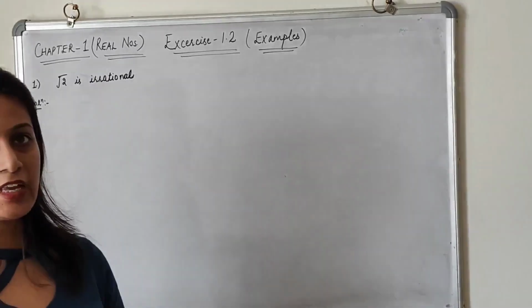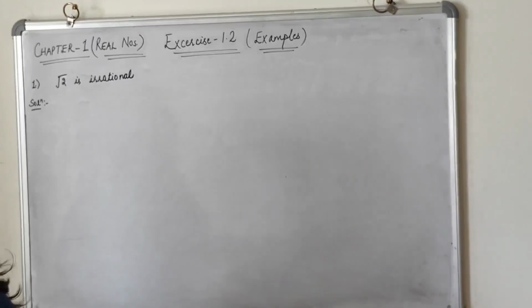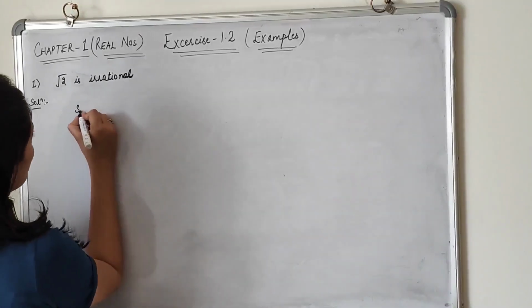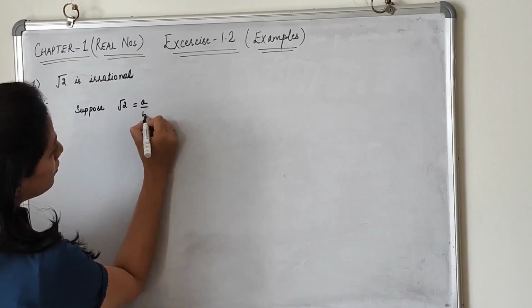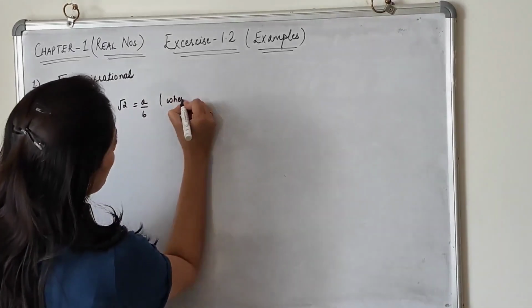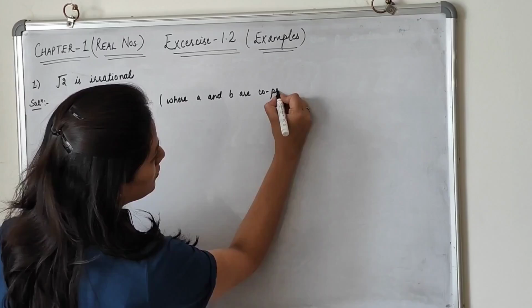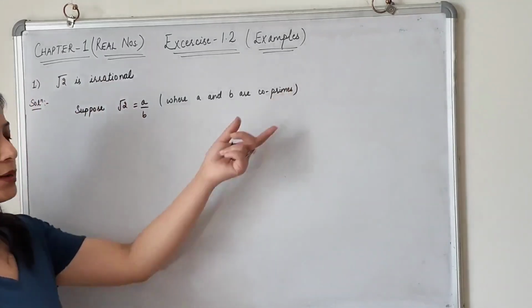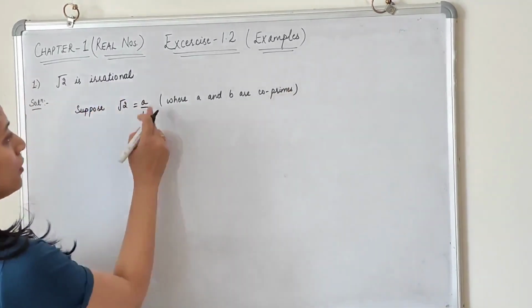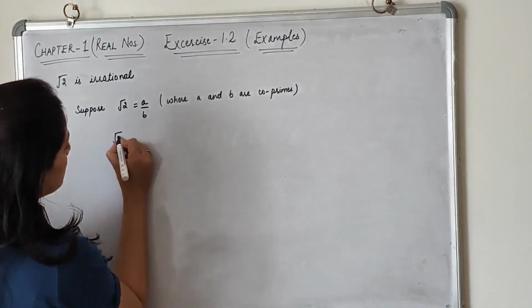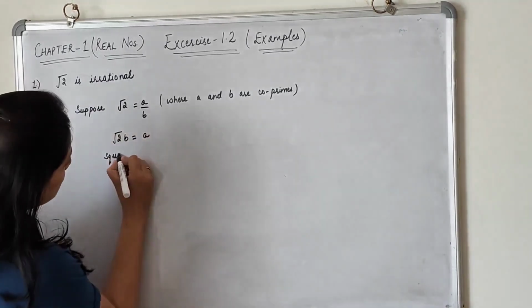Here is the exercise 1.2 examples. Question number 1, prove that root 2 is irrational. Suppose root 2 is a rational number a by b, where a and b are co-primes. What are co-prime numbers? Co-prime numbers are those numbers whose HCF is 1. Right? Can we write this as root 2 b is equal to a?